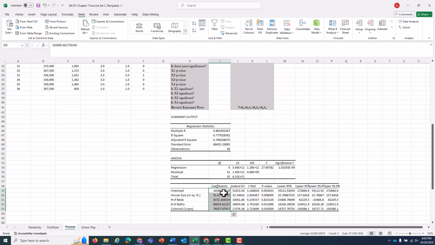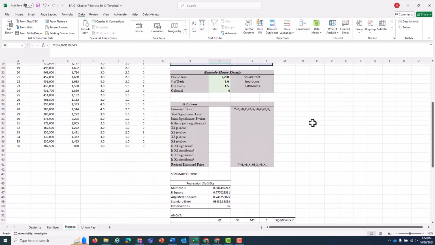And then for every additional unit of a predictor input, it increases the selling price by that amount. So every square foot a house increases the selling price by $92-ish. Every bedroom increases the selling price by about $4,300. Every bathroom, crazily enough, increases the selling price according to this information by about $66,000. And people in the Finger Lakes, I guess, strongly prefer colonials, because if the house is built in the colonial style, it increases its price by almost $75,000.